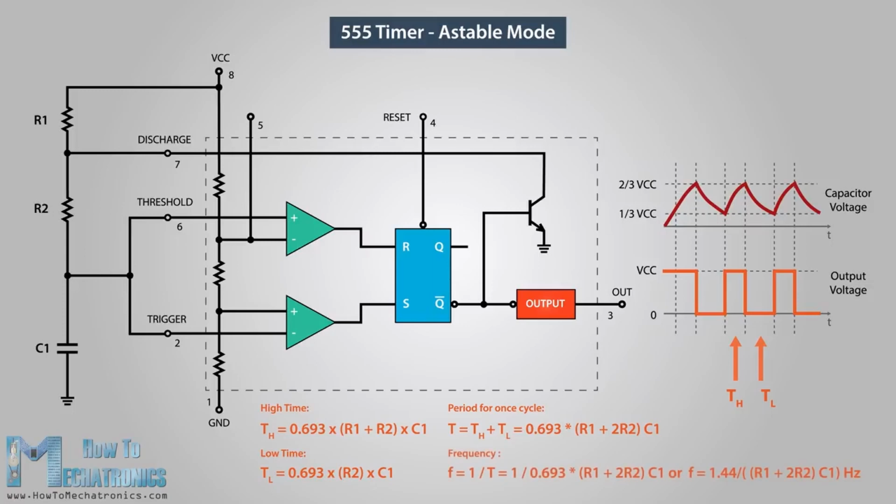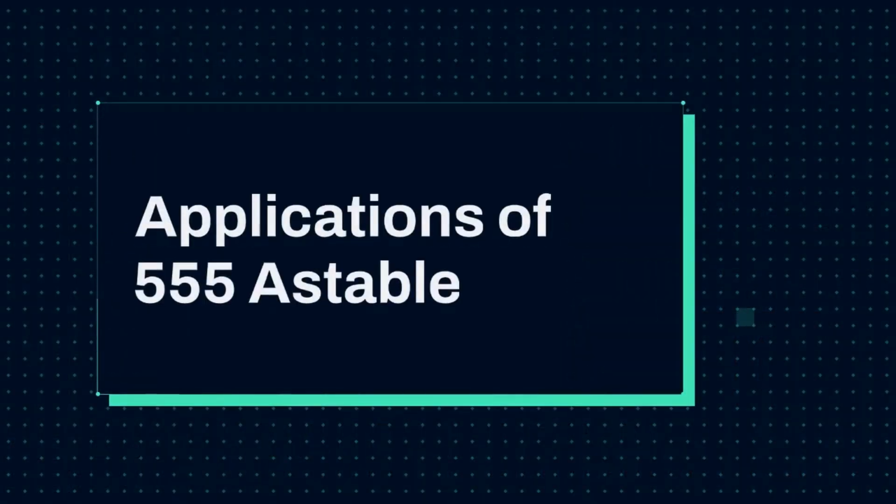If we sum the high and low times we will get the period of 1 cycle. On the other hand, the frequency is how many times this happens in 1 second, so 1 over the period will give you the frequency of the square wave output. Waveform of the 555 Astable. Equations for Astable circuit. Applications of 555 Astable.